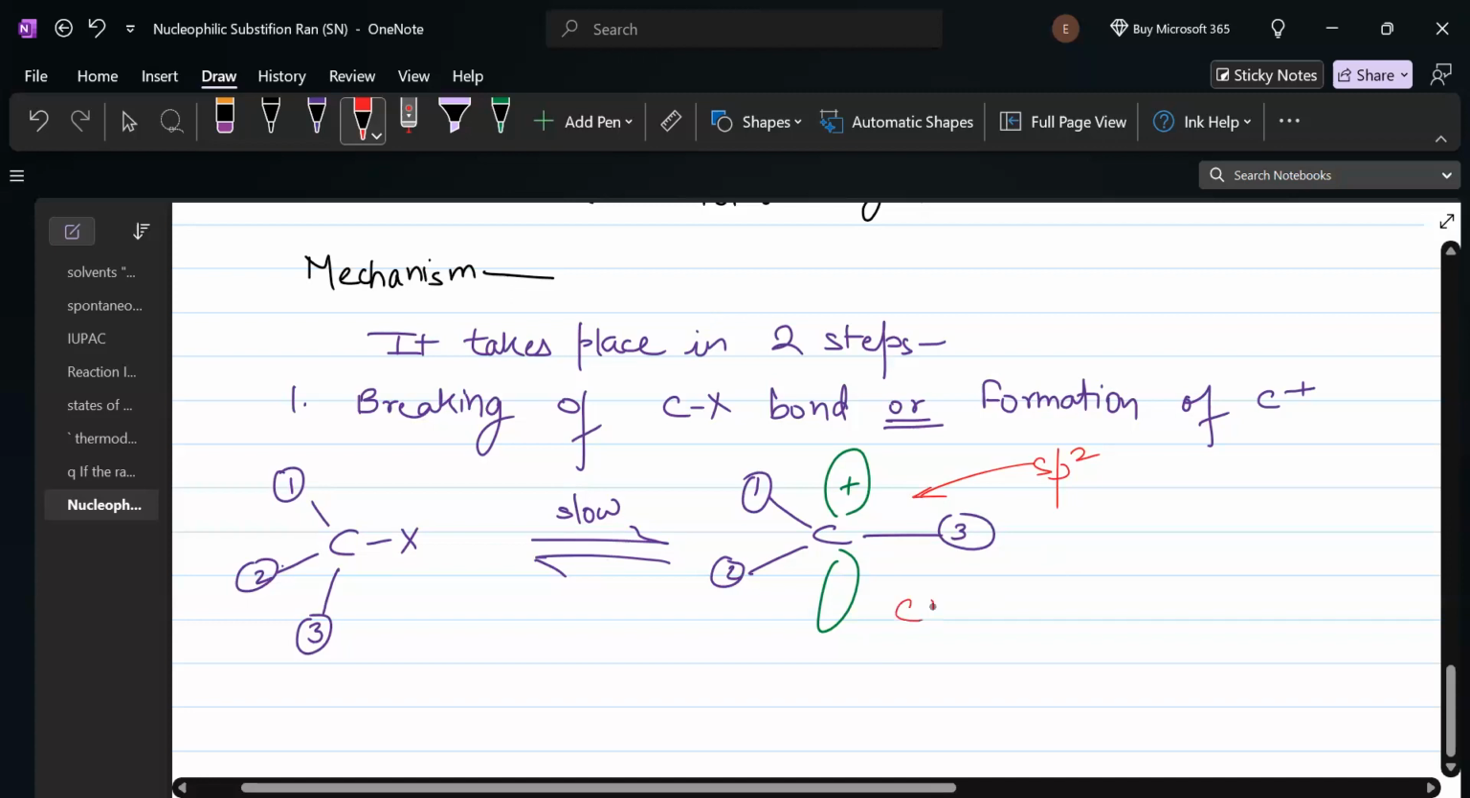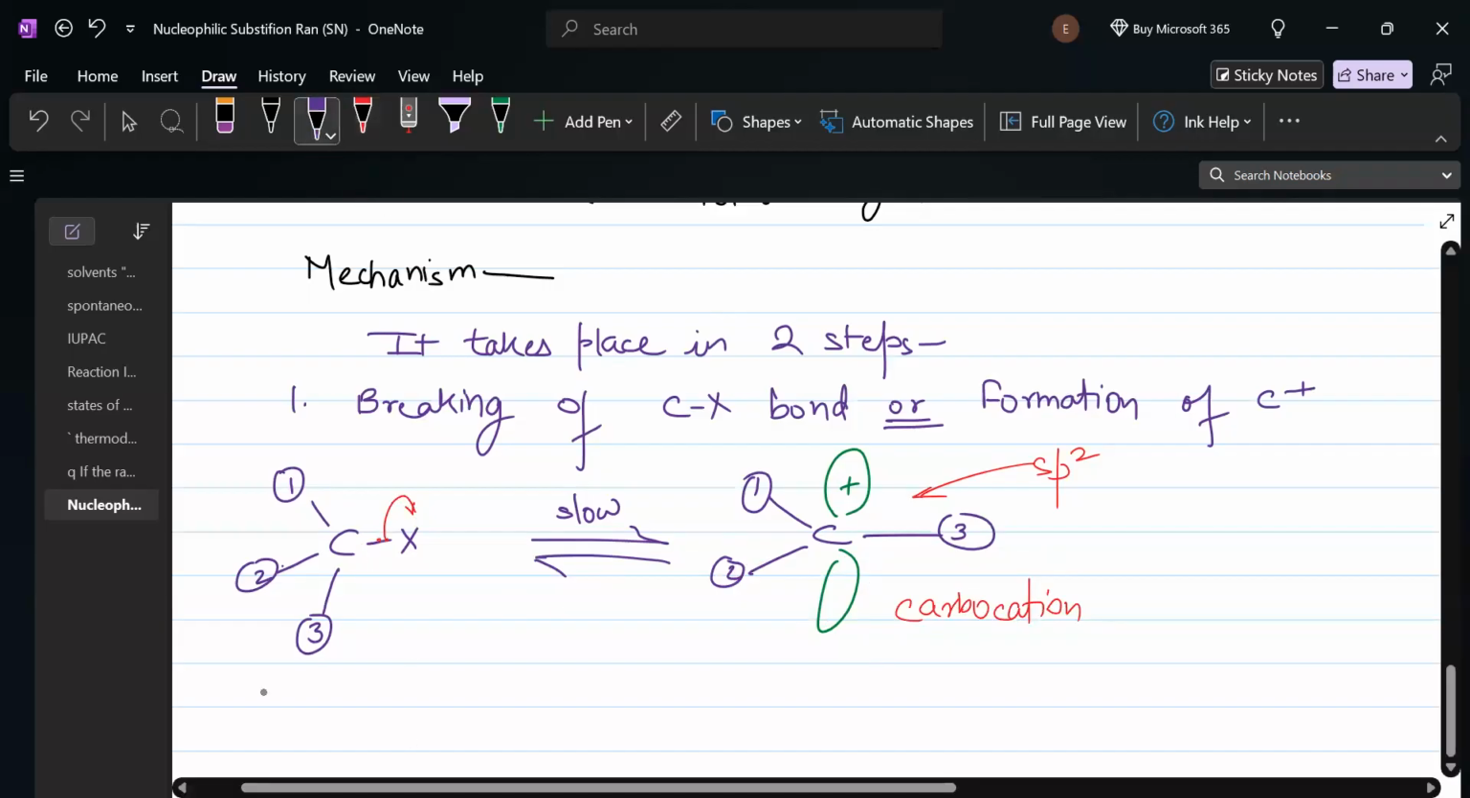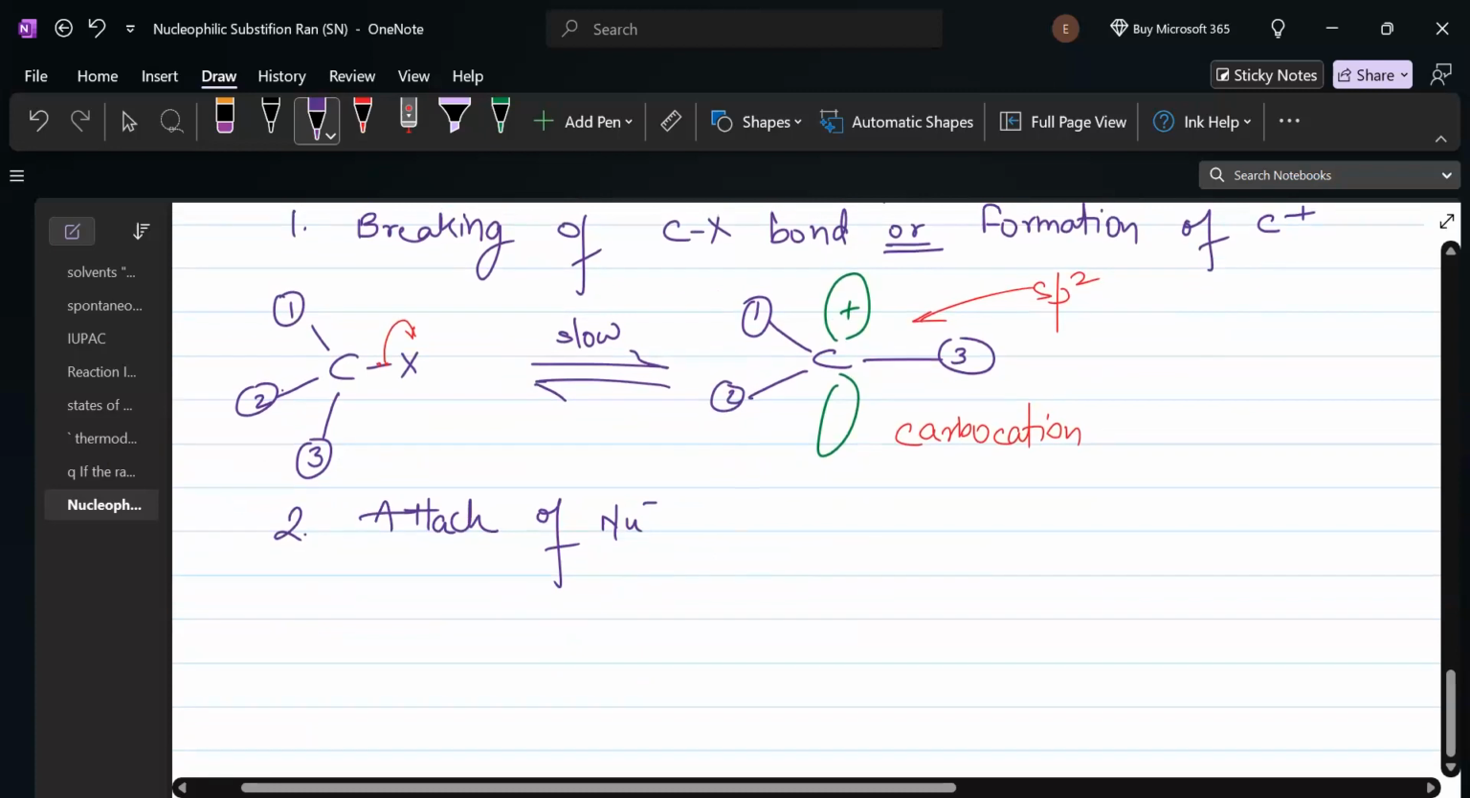Hello, Amna. Yes, sir. So you got this point, that this left out, and this carbocation is formed, and the structure will be like this, right? Yes, sir. Secondly, after this, the nucleophile will attack on it, and see the magic will happen. See, a very important thing will happen.